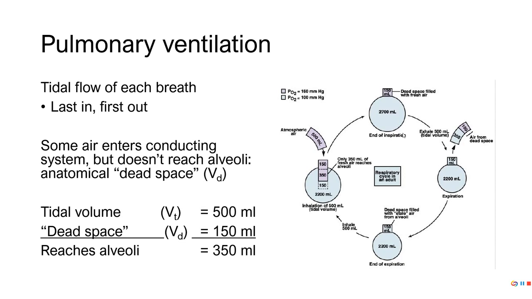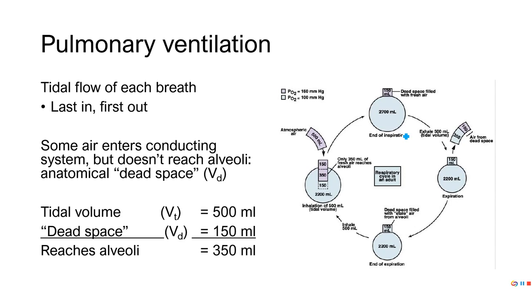And so just using typical numbers, let's just say our tidal volume, okay, normal breath is 500 mils. Well, the dead space is 150 mils. And so that means 350 mils, or 70% of the air, is actually reaching your alveoli and undergoing gas exchange. Now, we can increase tidal volume, but we can't increase dead space.